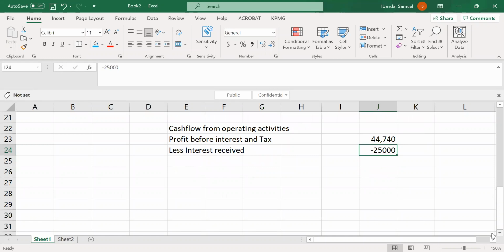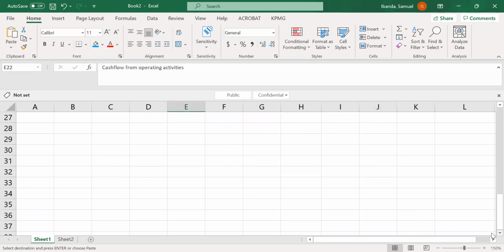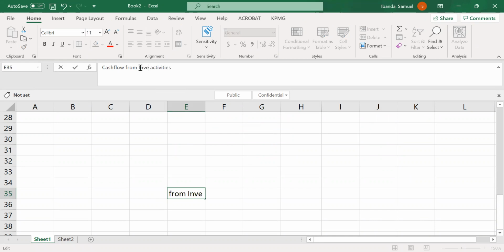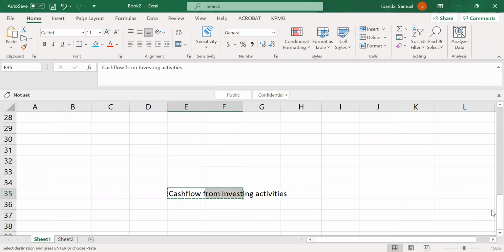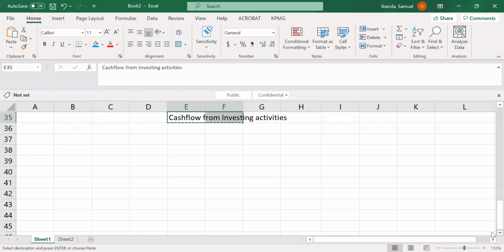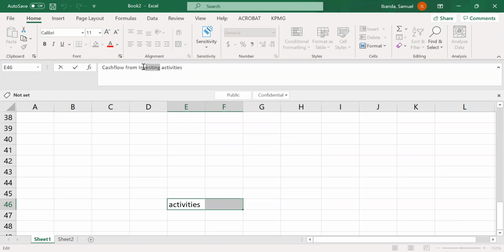Now, since we are trying to prepare for the exam, I also want to say that to manage this, especially from a time perspective, as you have your cash flow from operating activities, make sure you leave space and come have your cash flow from investing activities, so that you can fill in this information as you proceed across. I'll also go down, leave enough space, and have my cash flows from financing activities.